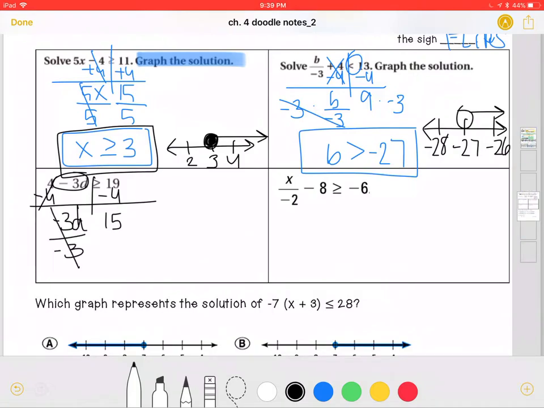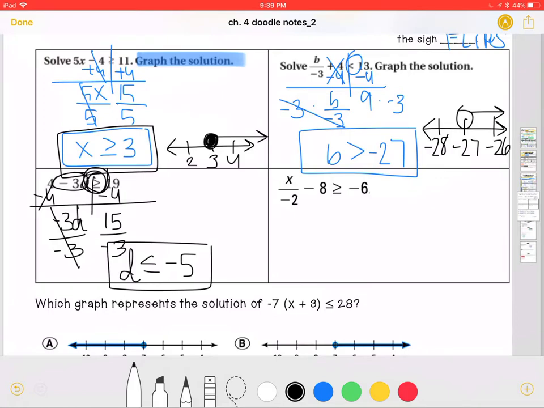Right now they're being multiplied. An alarm should be going off. I'm dividing by a negative, which means my inequality sign is going to flip. And 15 divided by negative 3 gives me negative 5. That's our solution.